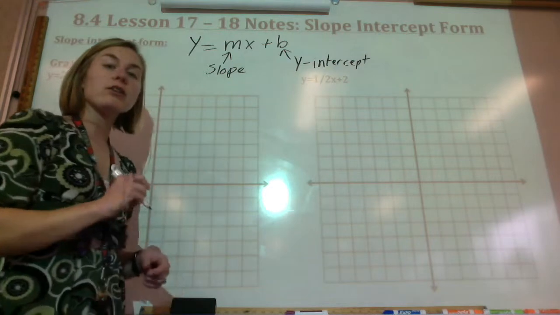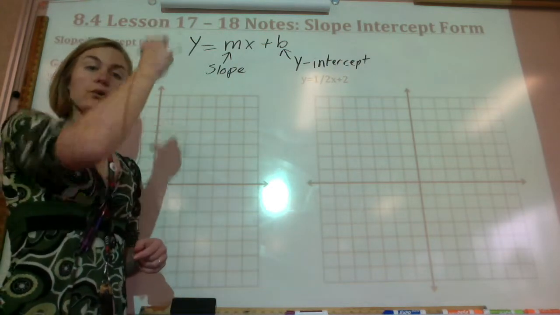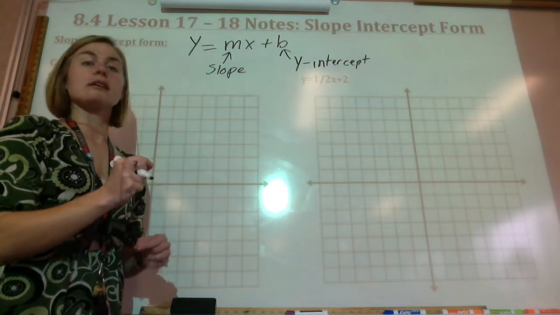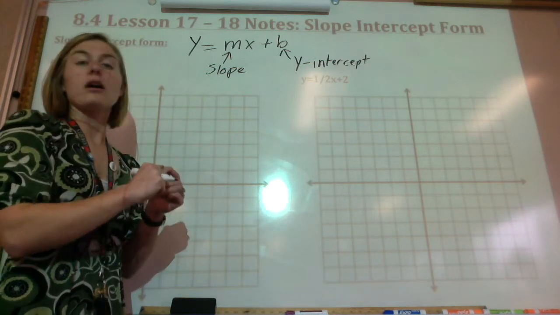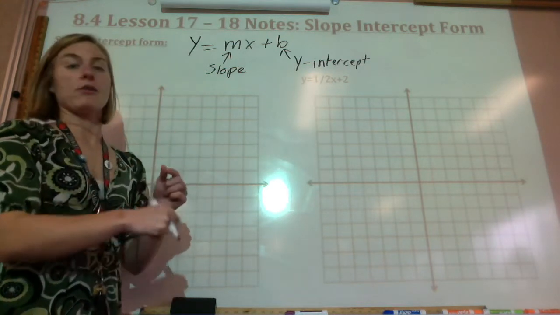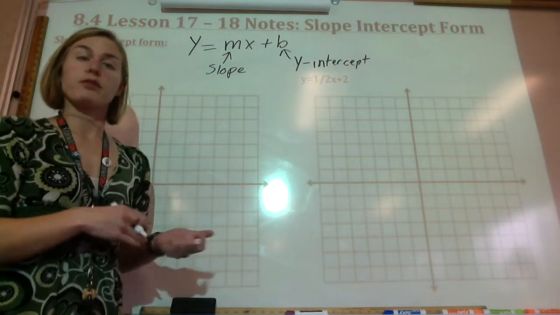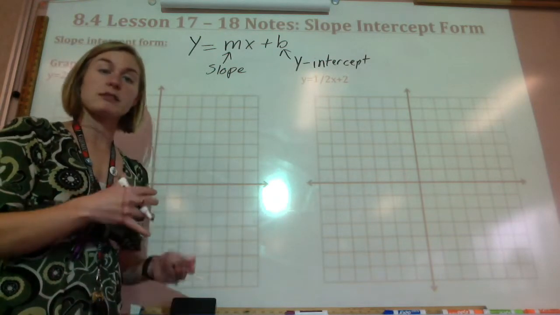So b is going to tell you where on the y-axis the line crosses, and then from there, because that gives you a point, you can use the slope to go up and over or down and over, wherever you need to go according to the slope. So let's take a look at some examples.